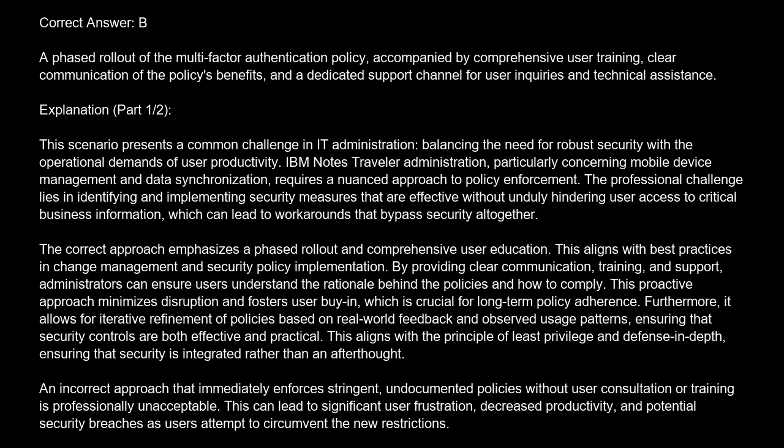The correct approach emphasizes a phased rollout and comprehensive user education. This aligns with best practices in change management and security policy implementation.